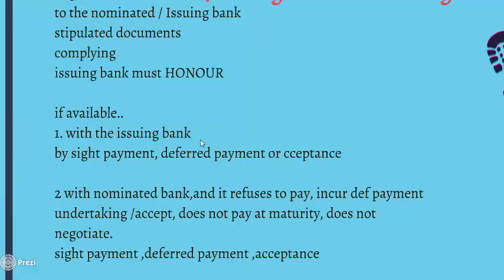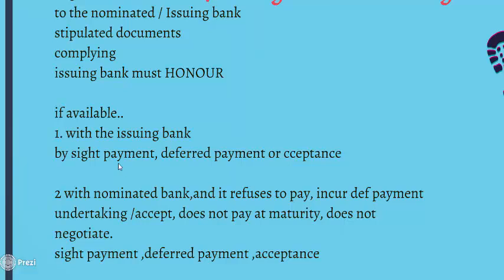If it is available with the issuing bank and is in another nominated bank, then if it is available by sight payment, deferred payment or acceptance, the issuing bank has to make sight payment, or undertake to pay on a deferred date and pay on the deferred date. Or if it is by acceptance, they have to accept the drafts, and if there is no draft, just accept the documents and then pay on the due date.